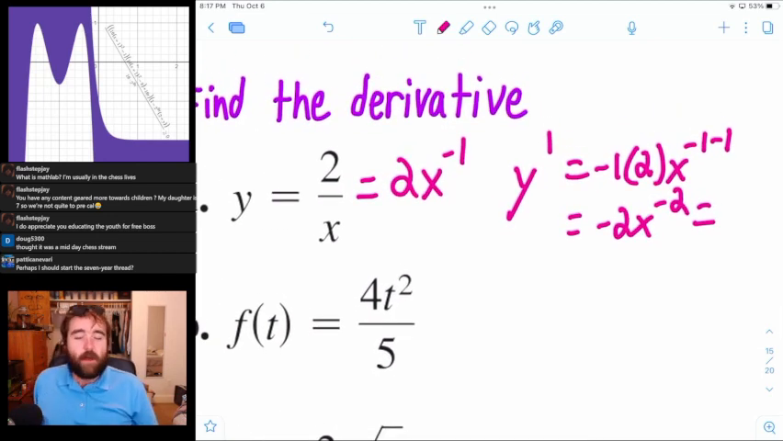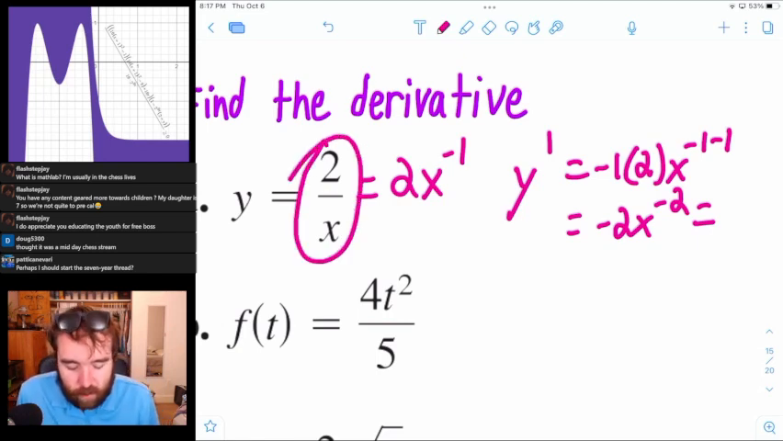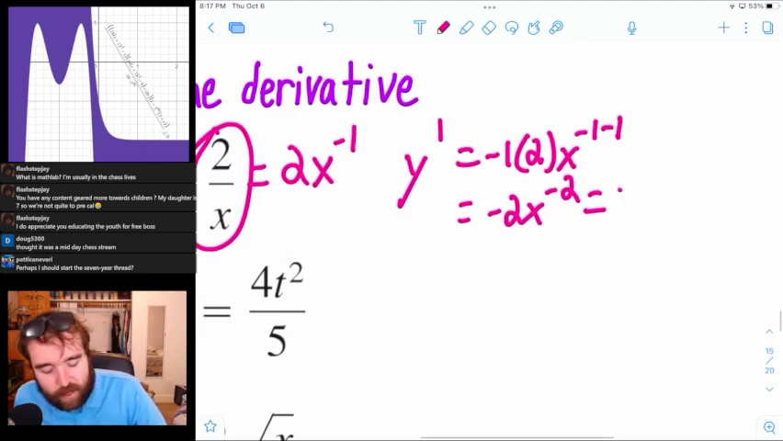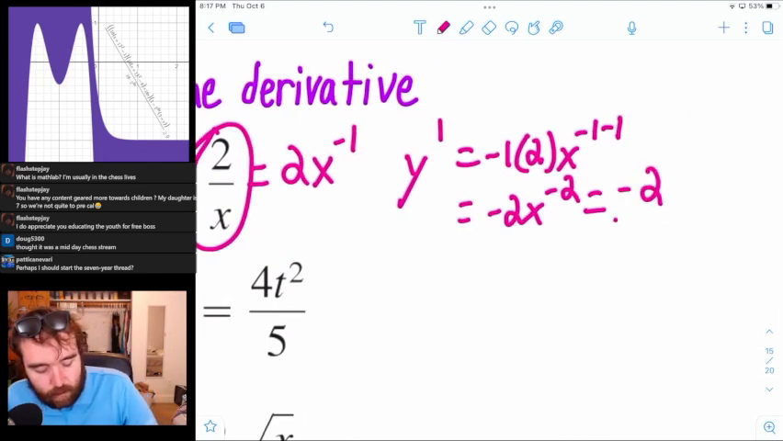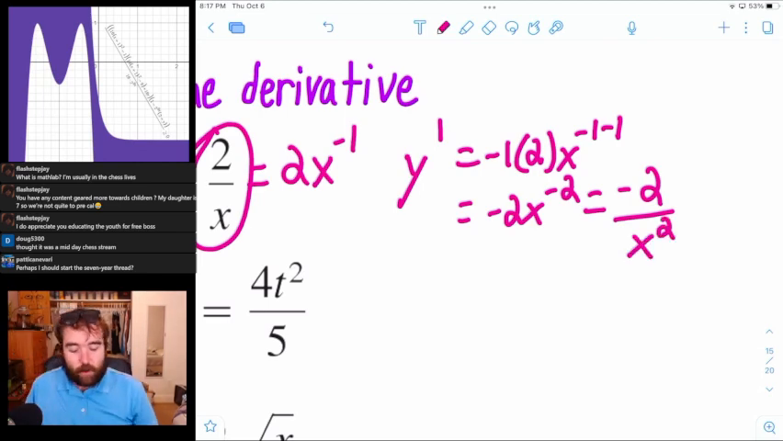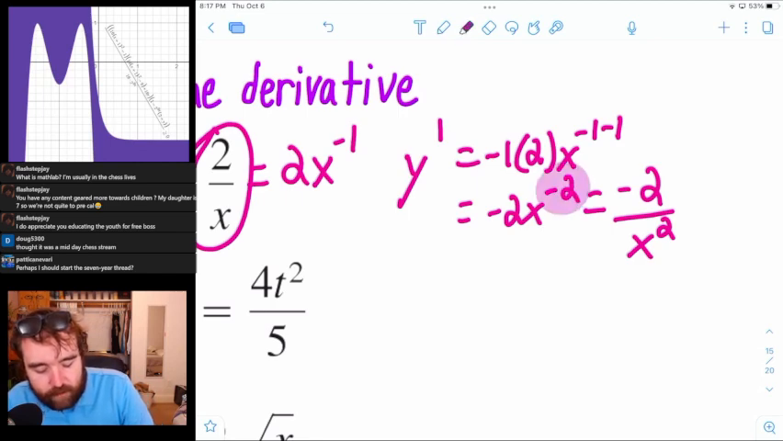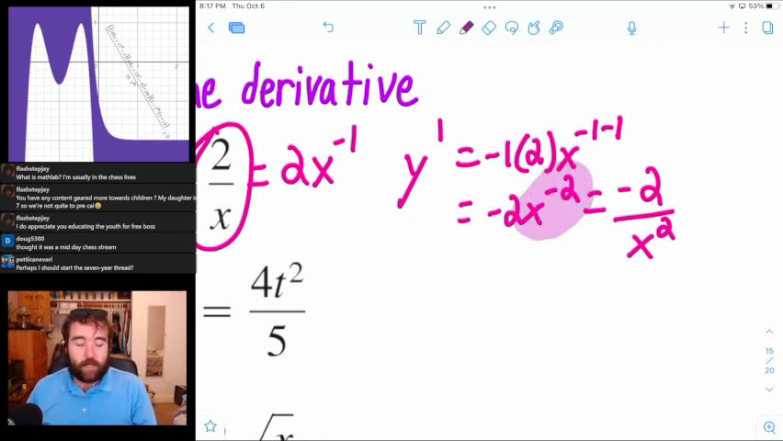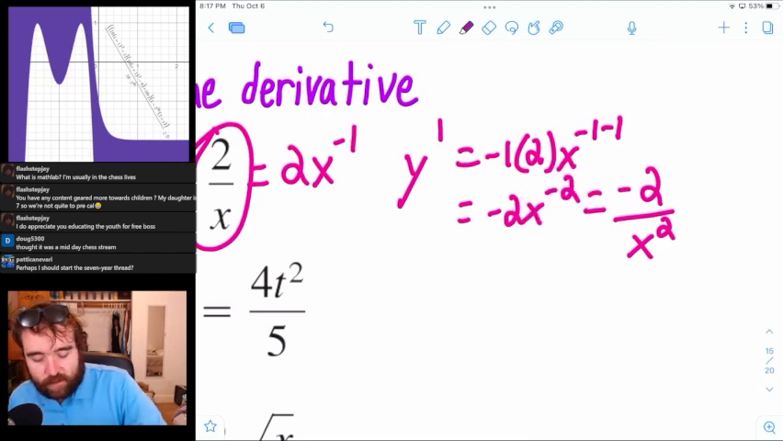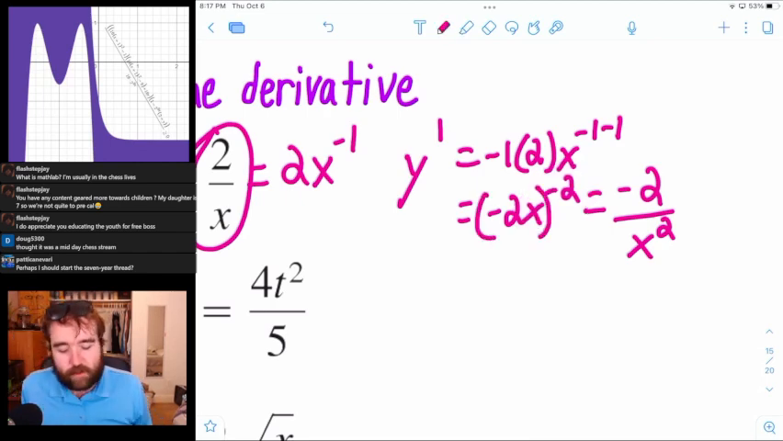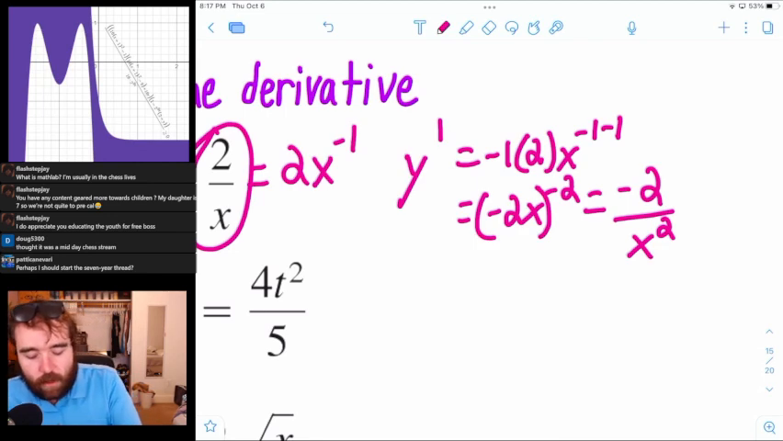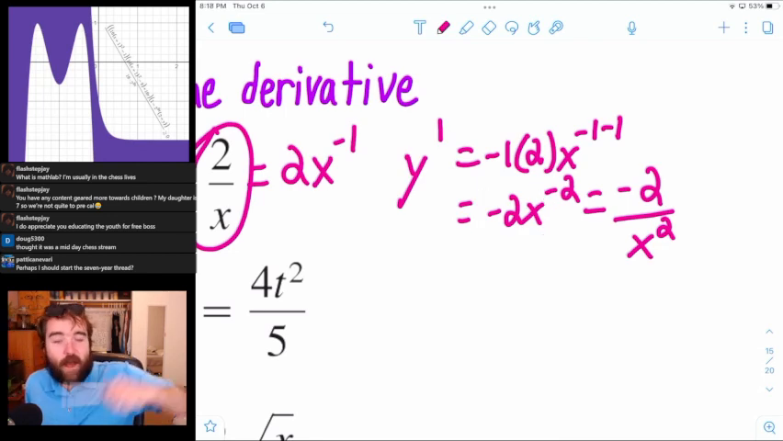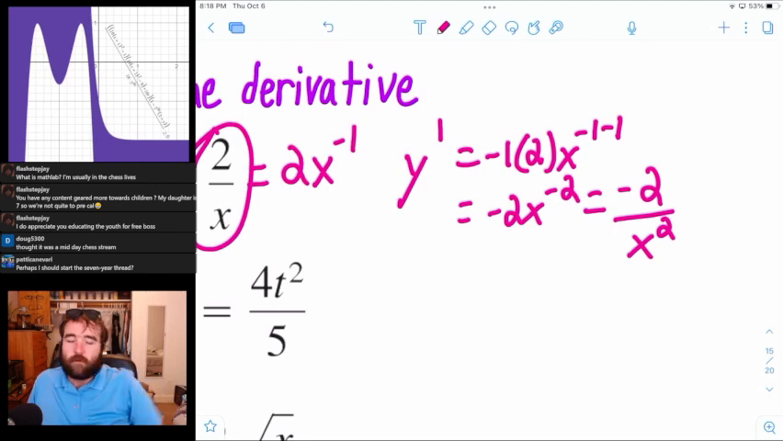Like, that's the derivative. But often it's nicer and people like you to write it so it kind of looks like how it did in the beginning. So, in other words, just get rid of the negative exponents. So it'd be kind of nicer to rewrite it as like negative 2 over x squared. And just notice, this is really important, that this negative 2 exponent only goes to the x. It doesn't go to the negative 2 as well, so it stays in the top, right? We don't have the negative 2 going to everything. It's just going to the x. So the x goes to the bottom, but the negative 2 stays at the top.